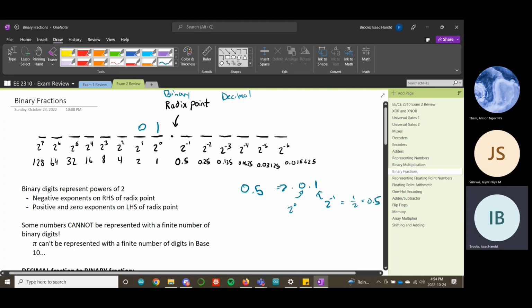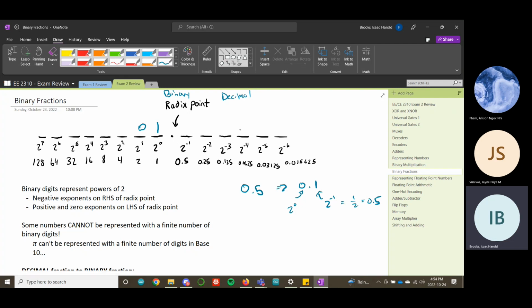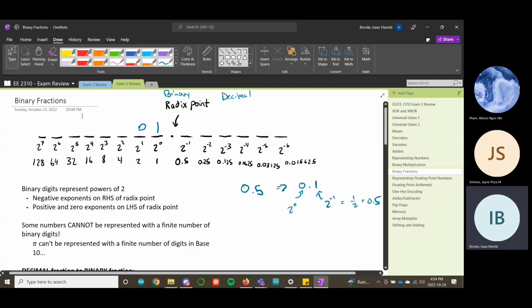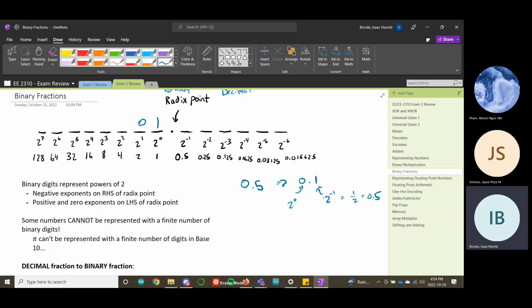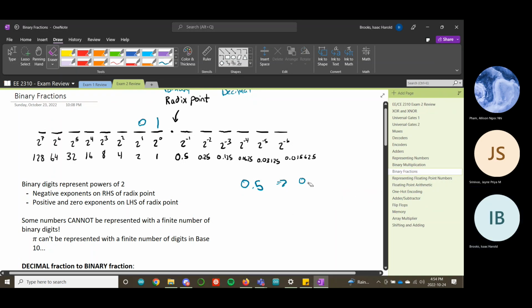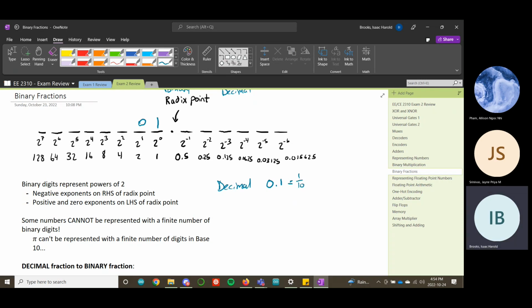This is a simple case, and this is kind of how we extend this concept of binary to include fractional numbers. Okay, so what you'll notice when you do this is that some numbers, the classic example is a decimal 0.1, which is 1/10, cannot be represented using a finite number of binary digits. So if you try, you might think, okay, clearly 0.1 is less than 0.5, so we can't include that.